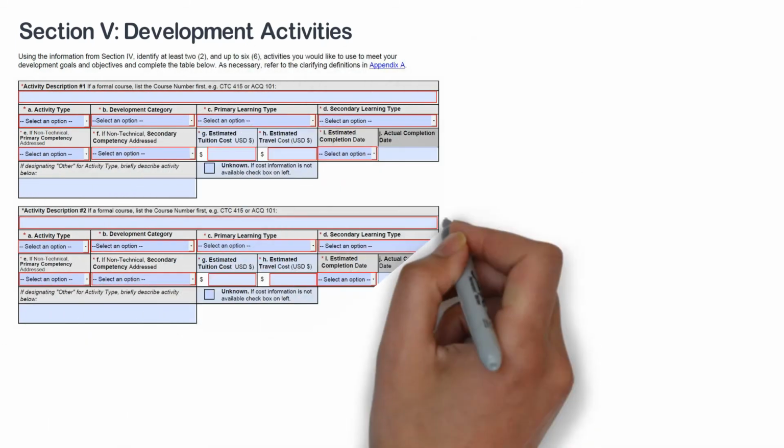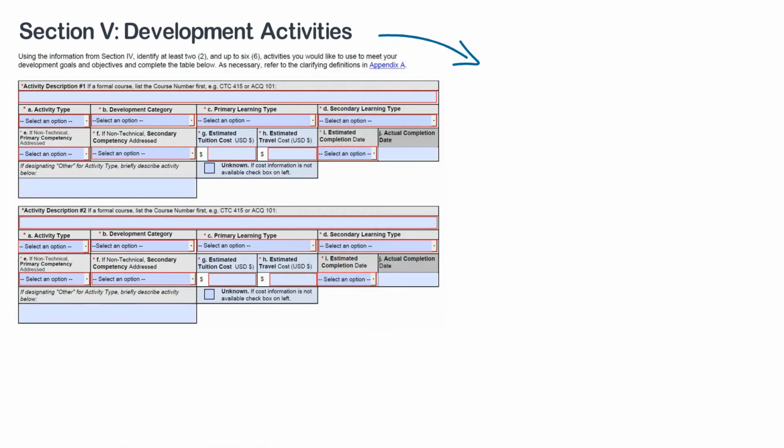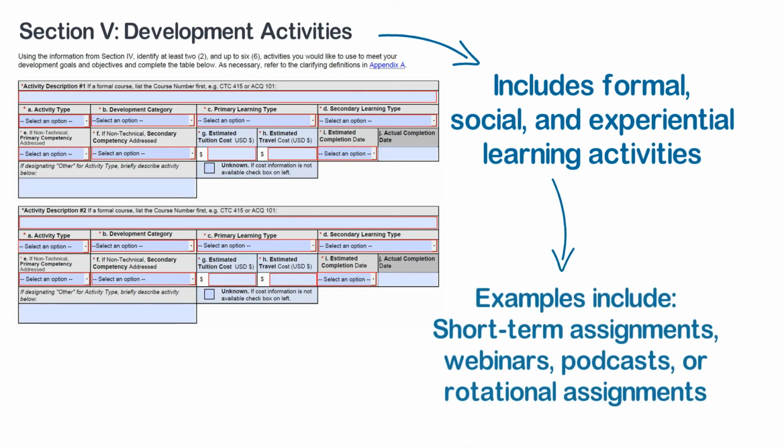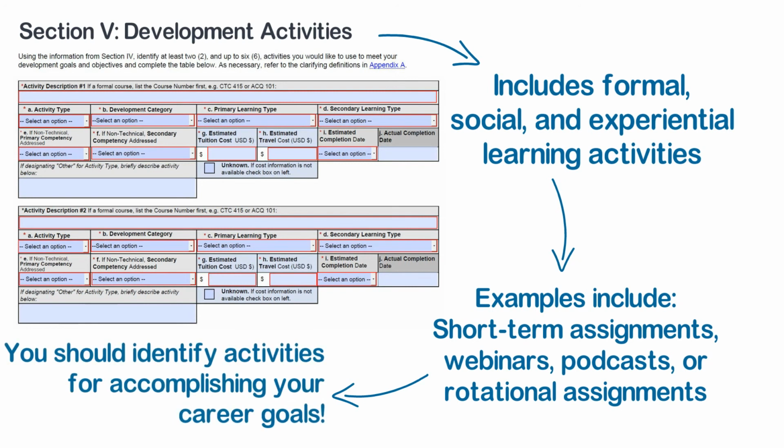You'll use information from Section 4 as you complete Section 5 and identify the formal, social, and experiential activities you'll pursue. These may involve short-term assignments, listening to webinars and podcasts, or taking on a new rotation. Be thoughtful here and pick activities that would be most useful and appropriate for accomplishing your goals.